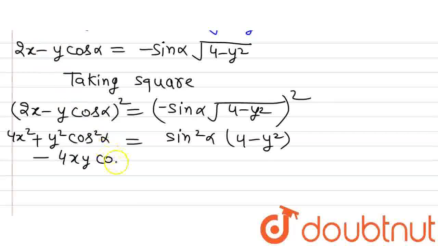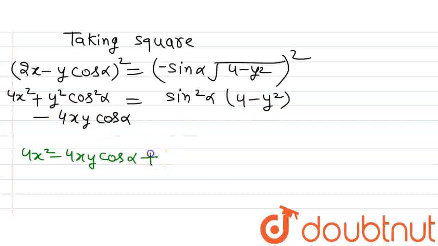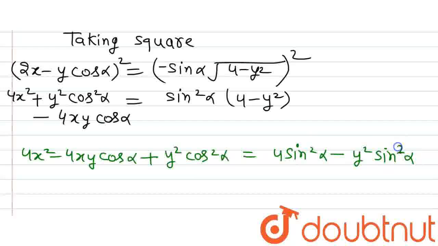Now simplifying it further, we will get 4x square minus 4xy cos alpha. From here we will get something like 4 sin square alpha minus y square sin square alpha. So this can be written as, from here we will have plus y square cos square alpha is equal to, simplifying it, 4 sin square alpha minus y square sin square alpha.